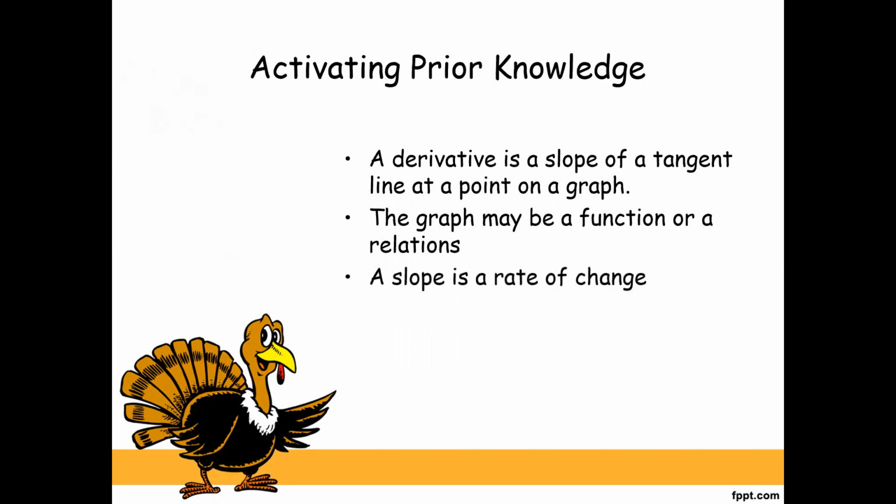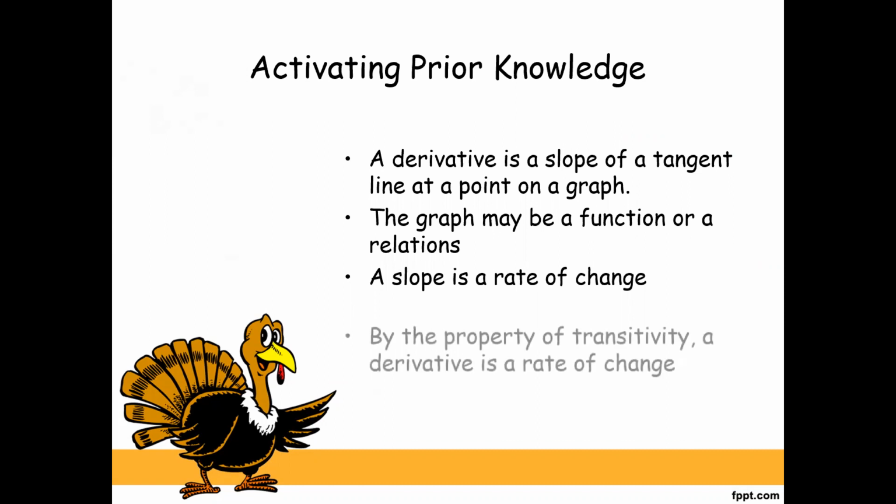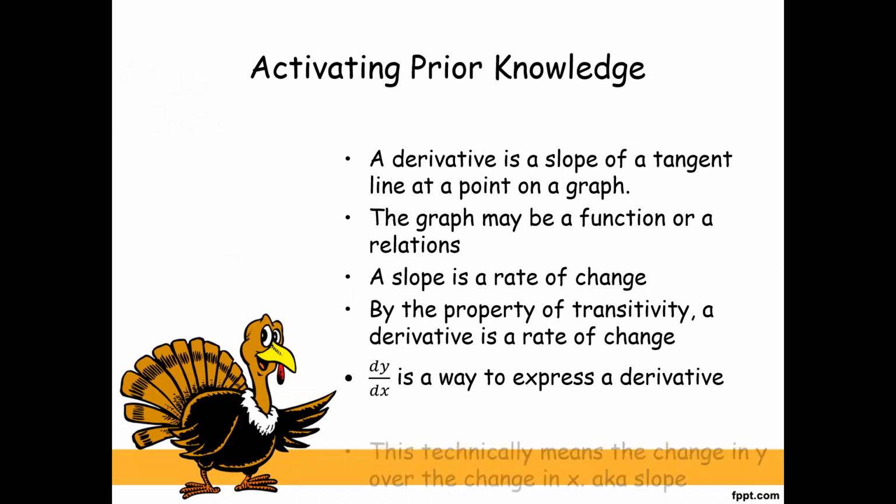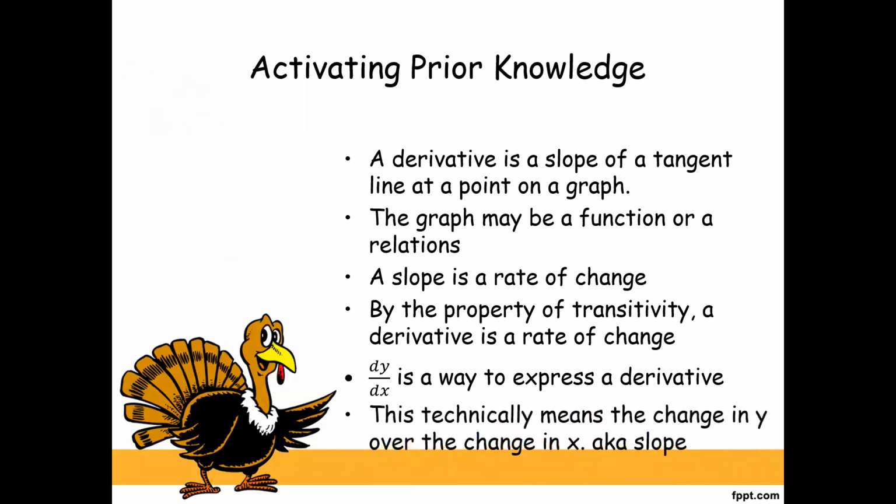So the slope is a rate of change. And the little letter D in calculus means the change in. So by the property of transitivity, if a derivative is a slope and a slope is a rate of change, then a derivative is a rate of change. So dy over dx is a way to express a derivative. It means the rate of change of y over the rate of change of x. So we've done all this already. So this technically means the change in y over the change in x. In other words, the slope.